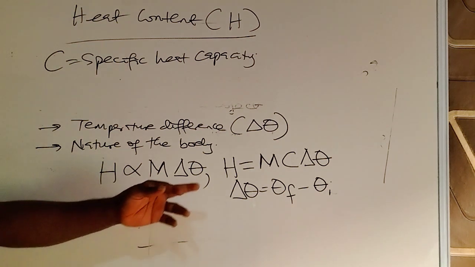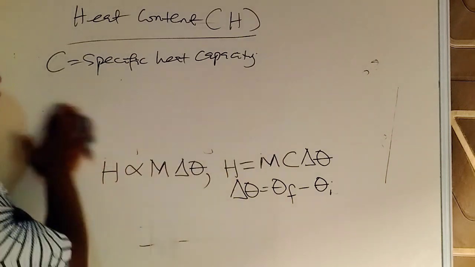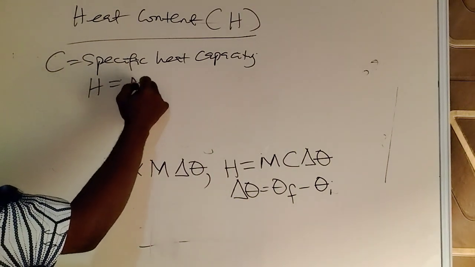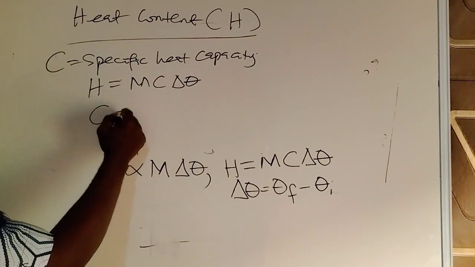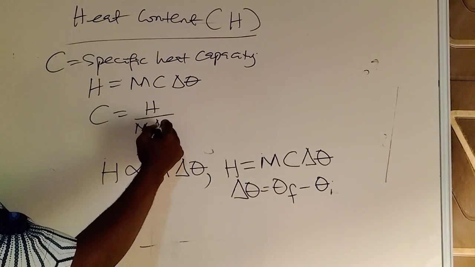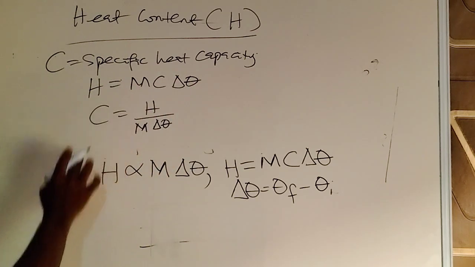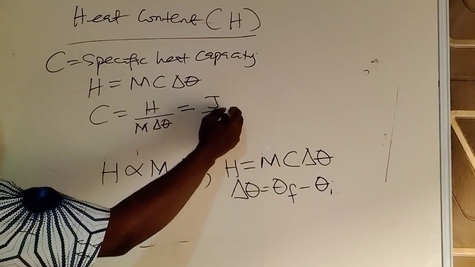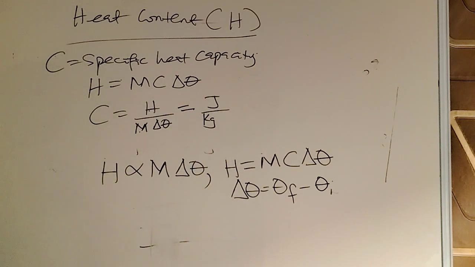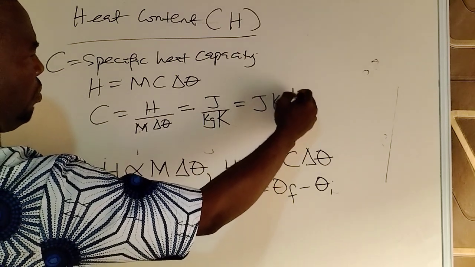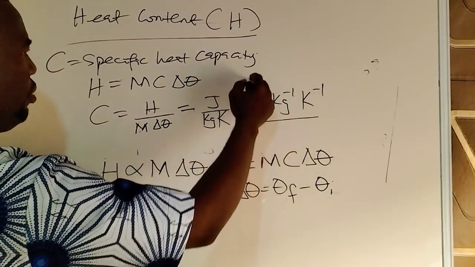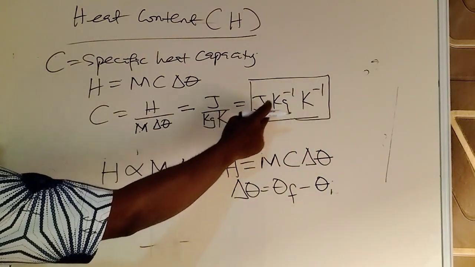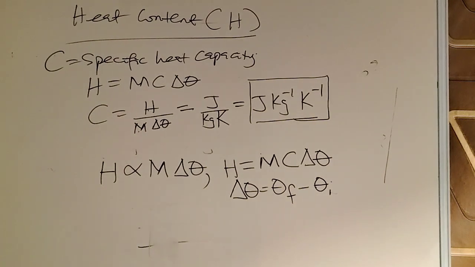Now, if we make C the subject of the formula, from the equation H equals MC times change in temperature, C now becomes H all over M times change in temperature, dividing both sides by M and change in temperature. Having done that, we now bring the units. The unit of heat, which is energy, is joules. Mass is kilogram. Temperature could be measured in Kelvin or in degrees Celsius. So that will give us joule per kilogram per Kelvin. This is the SI unit of specific heat capacity, joule per kilogram per Kelvin. So it's a very important factor in physics, under thermal energy.